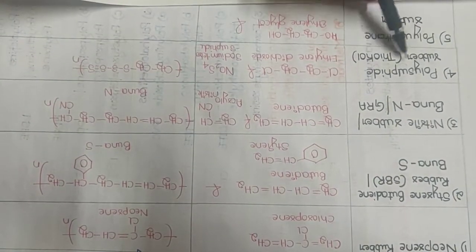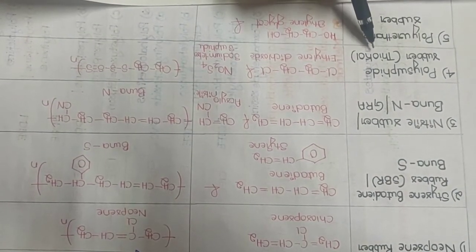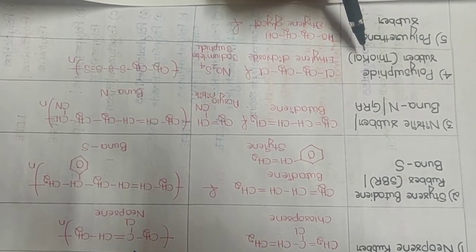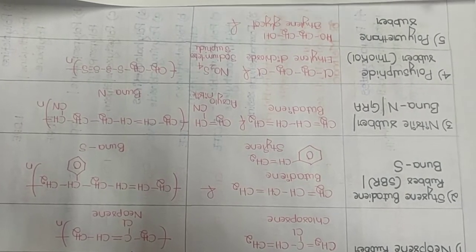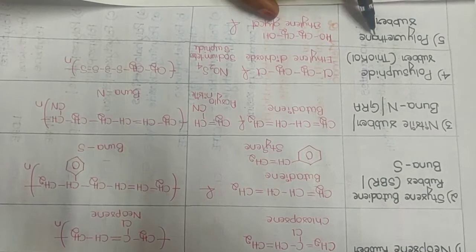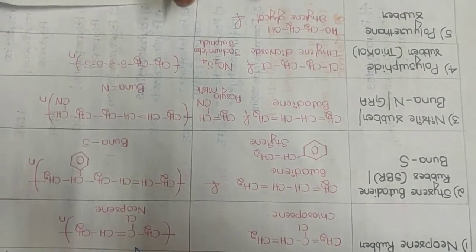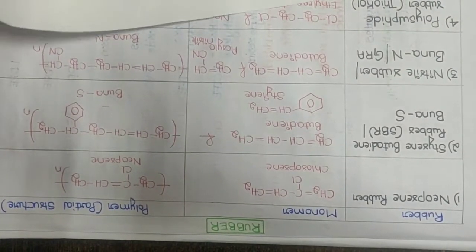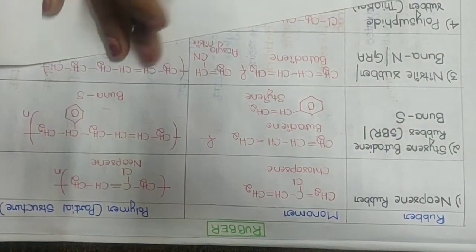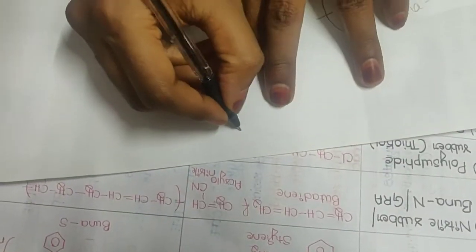One is polysulfide rubber, which is commonly called thiokol. Most frequently it has been asked. And another one is polyurethane rubber. So let us start with the neoprene rubber. The rubber topic is very simple if you know butadiene. So what is butadiene?